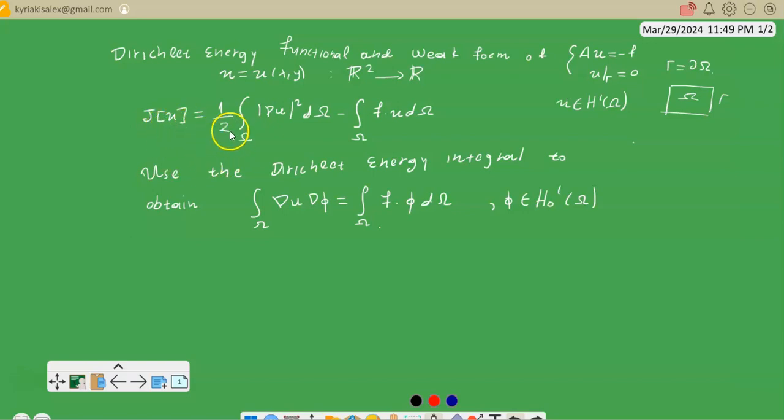This is the Dirichlet energy functional, and this is the strong problem of the Poisson equation in strong form, and u becomes 0 at the boundary. The weak solution of this problem is a minimizer to this functional. We will use this Dirichlet energy functional to go from this form to the variational formulation of the Poisson equation.